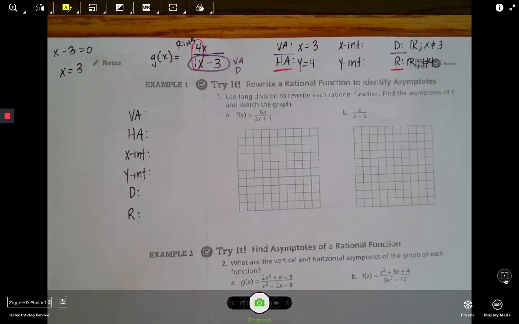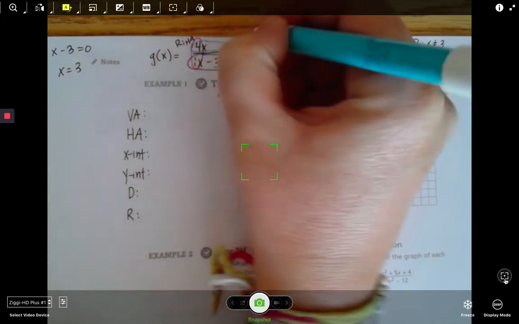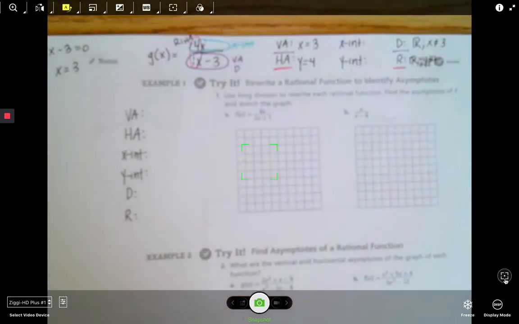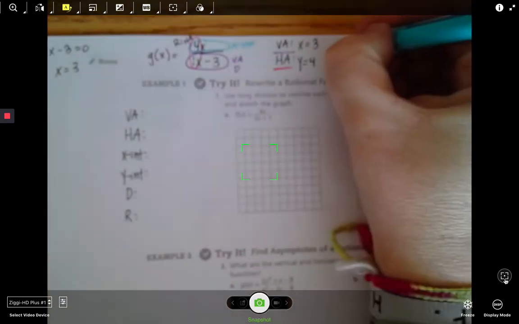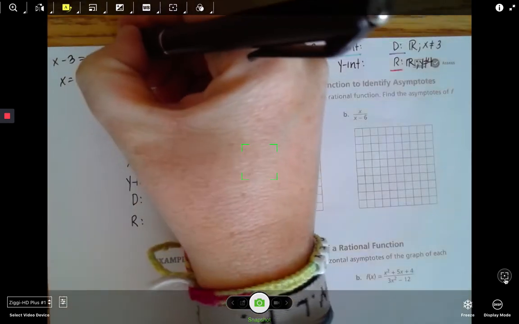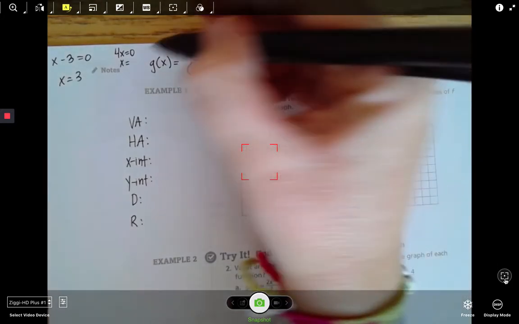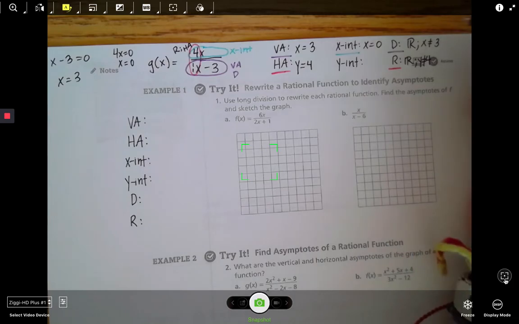All right, x-intercept. For our x-intercept, we just take our numerator and set it equal to 0. All right? So 4x equals 0, that means x equals what? 0. So my x-intercept is at x equals 0.